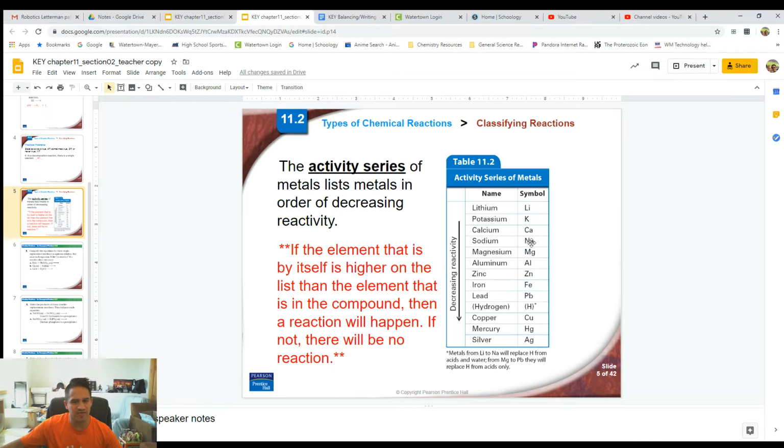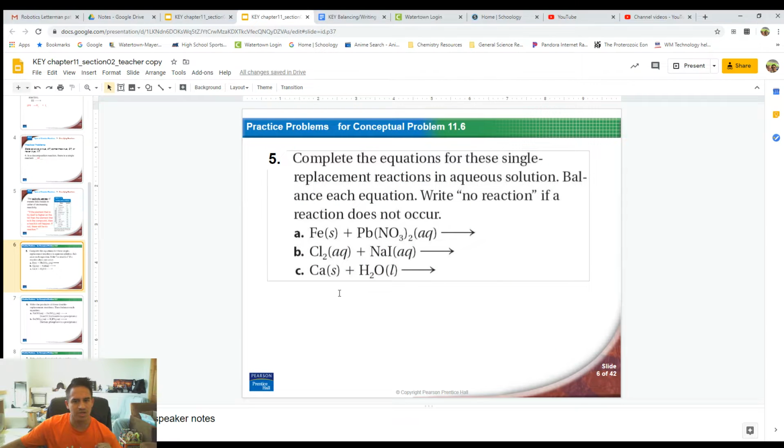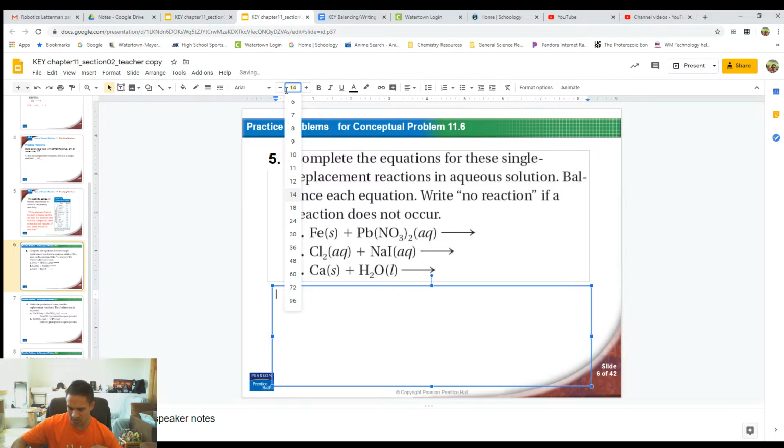All right, taking a look at number 5. And I've left my activity series here. You might want to be looking at the one on the back of your periodic table, but I left mine here so we can use it because we might need it. It says complete the equations for these single replacement reactions in aqueous solution. Balance each equation. Write no reaction if a reaction does not occur. So there might be some of these where nothing happens, in which case our activity series chart is going to come in handy here.